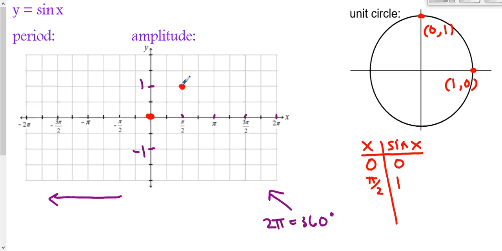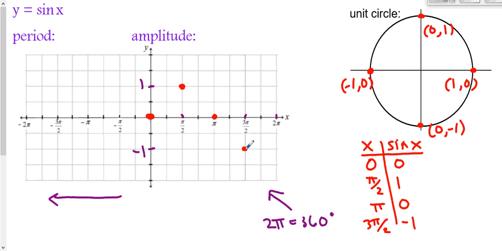Now let's move on to pi radians, which is 180 degrees. That would be over here at the point negative 1, 0. So the cosine is negative 1, the sine is 0. So we have the point pi, 0, and we can plot that on our graph. And then let's go to 3 pi over 2, which would be 270 degrees. That's the point 0, negative 1. So the cosine is 0, the sine is negative 1. That gives us the point 3 pi over 2, negative 1.